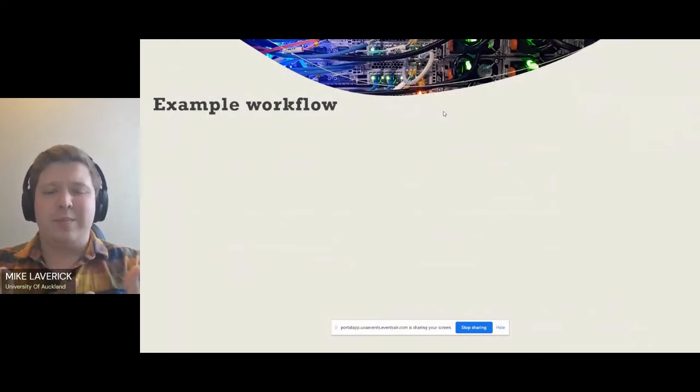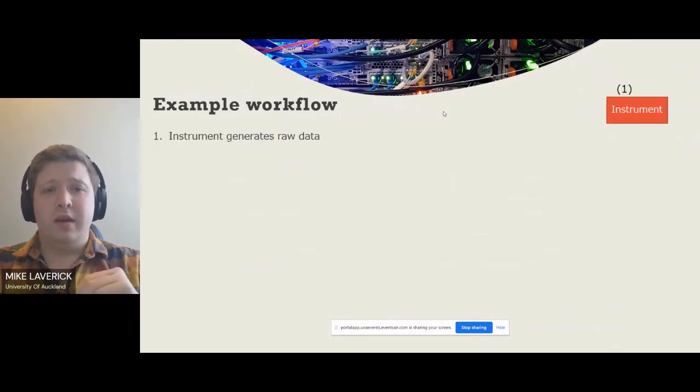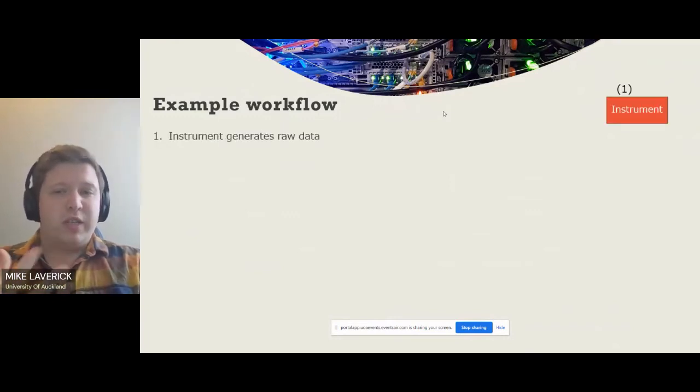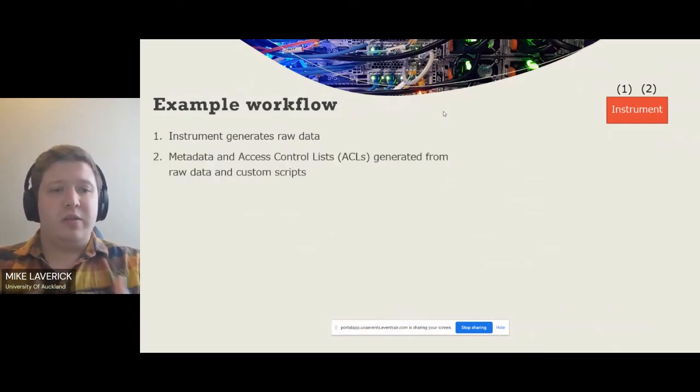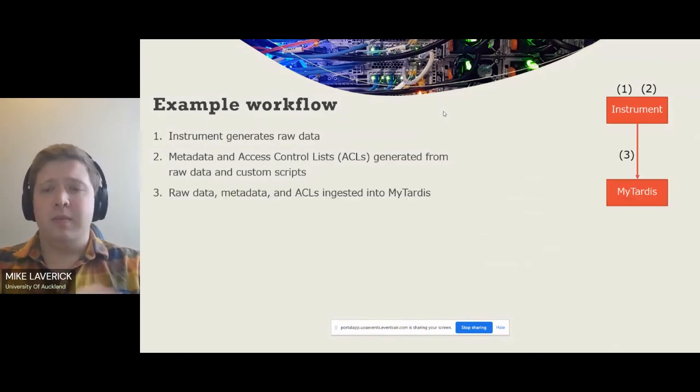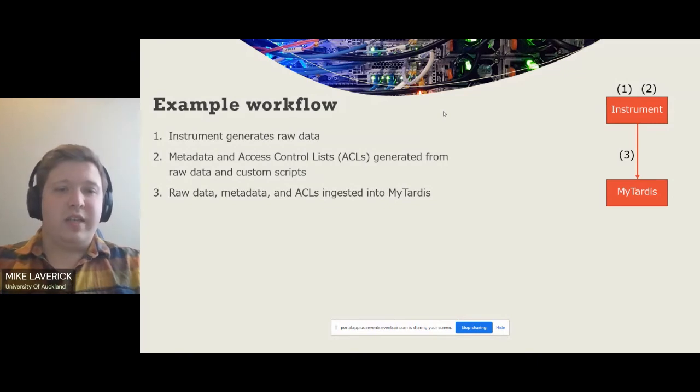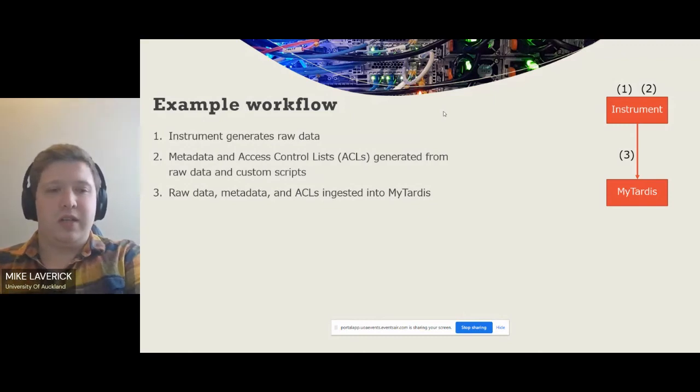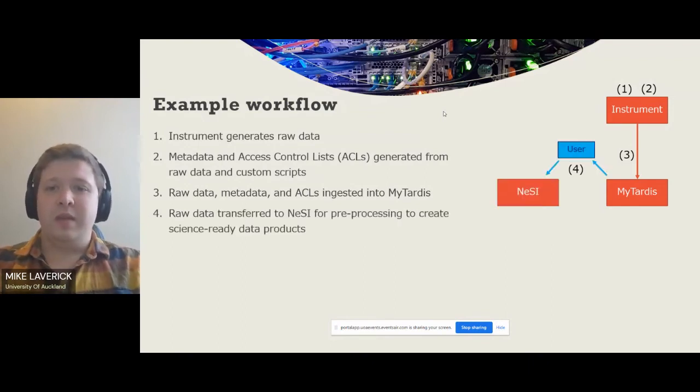So I'll go through an example workflow that we have for one of our instruments. The instrument generates some raw data. Let's say it generates about a terabyte of images. The instrument then has some codes on it, so we can generate some metadata and access controls to decide who can access this data and capture all of those key parameters. All of this information is then fired across and ingested into the MyTardis database. The raw data goes to centralized storage. The metadata and ACLs go to their specific databases. And great, we've got some basic information about these.